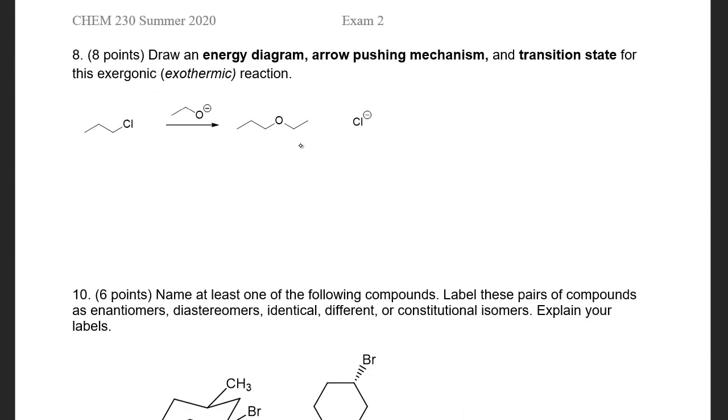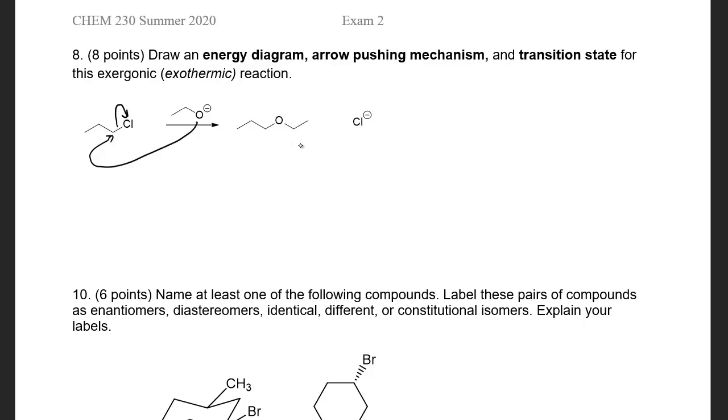All right, draw an arrow pushing mechanism, energy diagram, and transition state for this exergonic reaction. It looks like we have an SN2 reaction where we have a loss of leaving group, a nucleophilic attack. This is the nucleophile that attacked it. So for the mechanism, we do a backside attack, kick off our chlorine. That gives us this product.